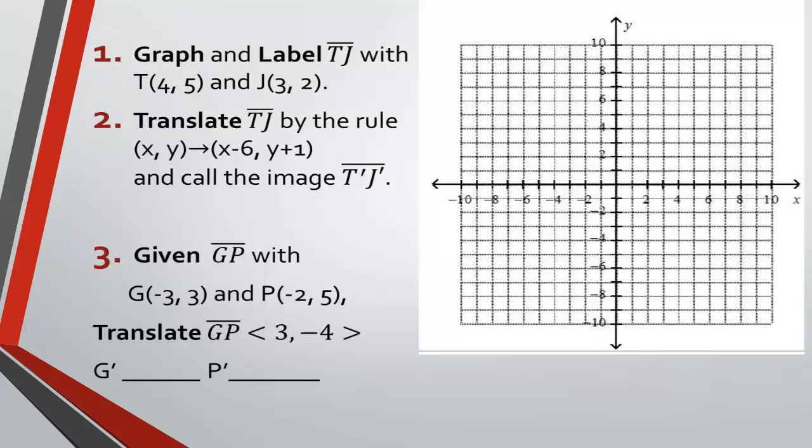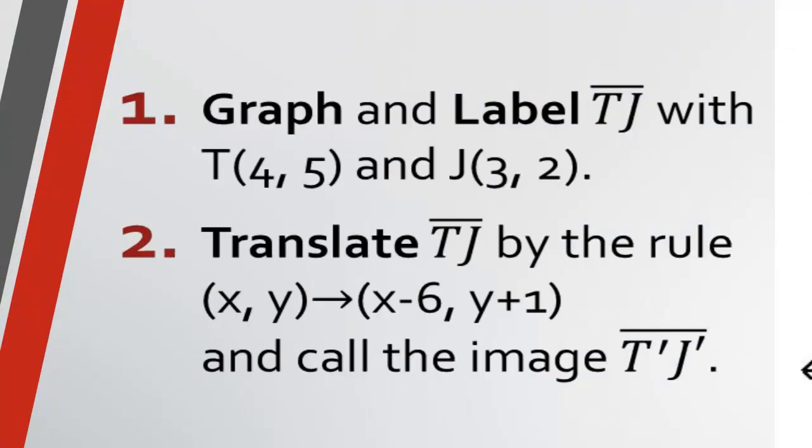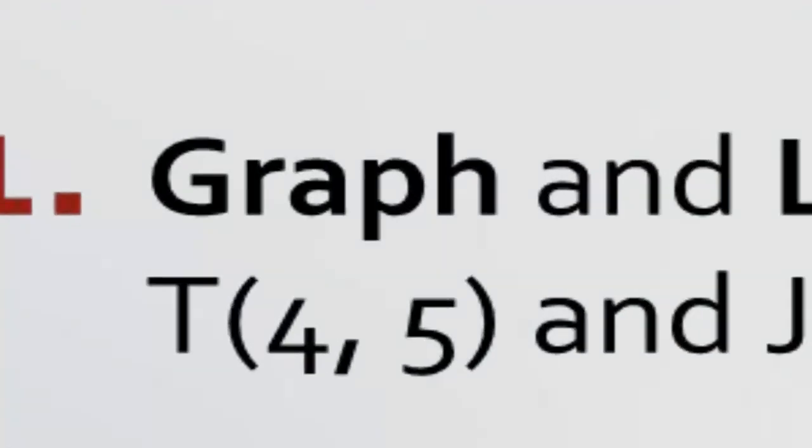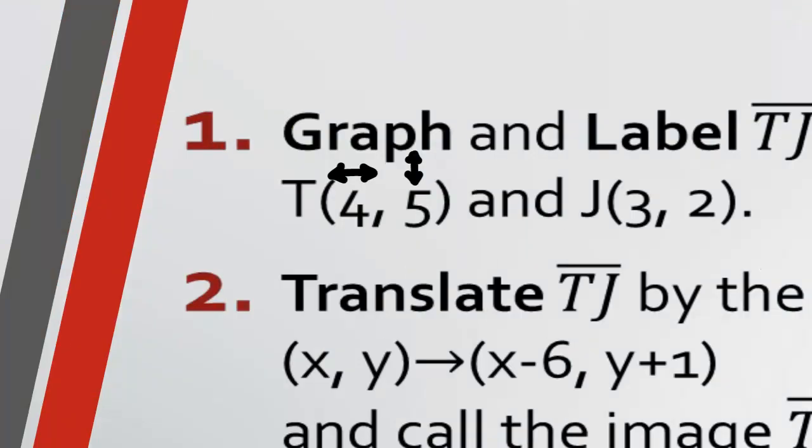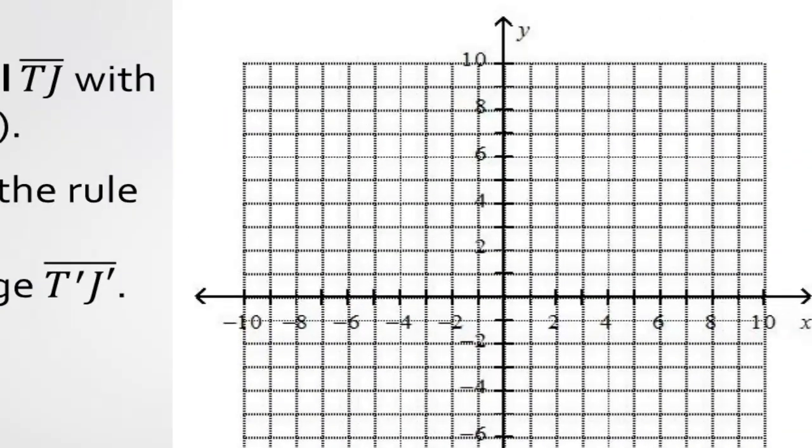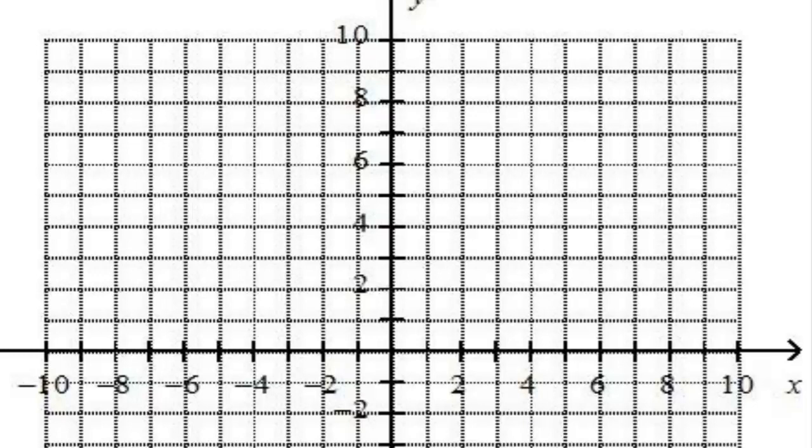All right. Let's start talking our way through this. So first thing they want us to do is graph and label segment TJ. One of the things I just wanted to remind you guys about: the first number that you see in an ordered pair, that's telling us how far left or right from the origin. Second number is telling us how far up or down. So T at 4, 5 would be 4 to the right and 5 up right here.